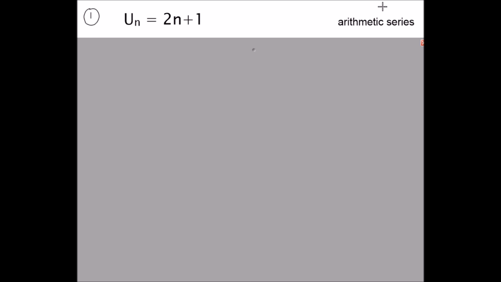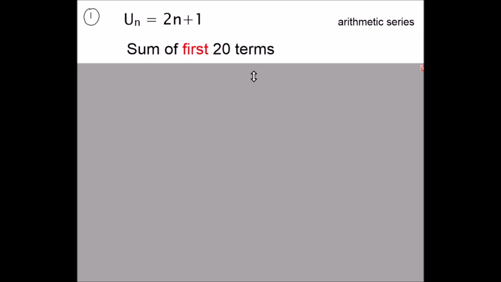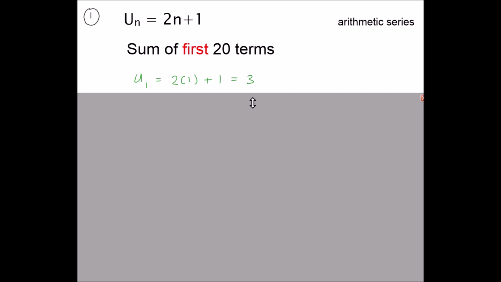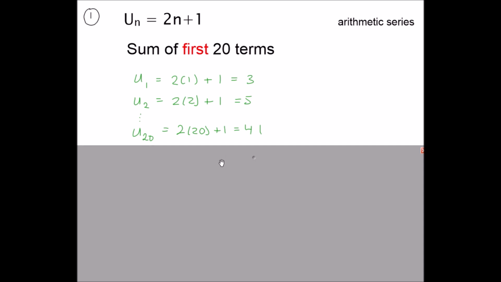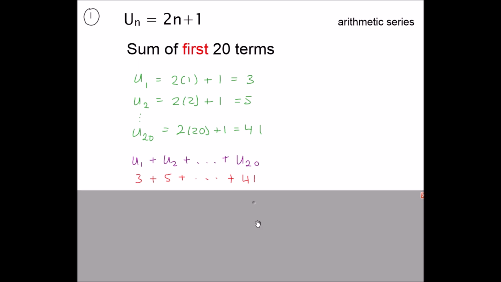Example 1. We have an arithmetic series where the terms are given by this nth term formula. We want to work out the sum of the first 20 terms. So the first term, using this formula, second term, 20th term. So here are the first 20 terms of the arithmetic series.